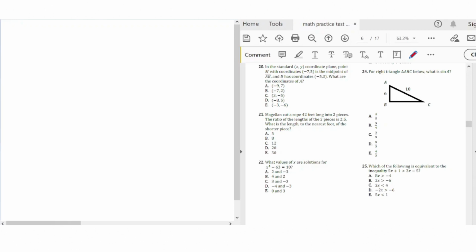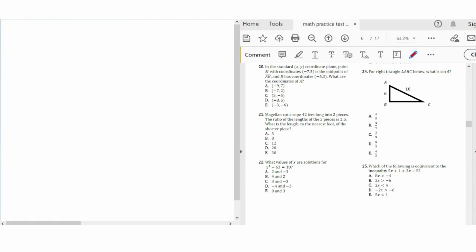In the standard coordinate plane, point M has coordinates negative 7, 5 and is the midpoint of AB. B has coordinates negative 5, 3. We've got to find A. Since B comes second in our line segment notation, B is going to be to the right of A, so its x-coordinate is going to be greater. Since the midpoint is equidistant from both A and B, we can figure out the difference between the midpoint and point B to figure out point A.